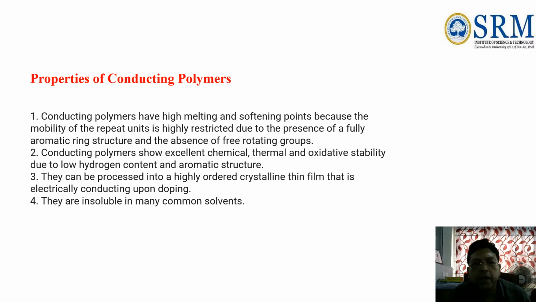So, what are the properties of conducting polymers? As we know, conducting polymers have high extended conjugation of available p orbitals containing electrons, and that accounts for the delocalization. And due to this delocalization, it has this exceptional conductivity. Number one, the conducting polymers have high melting and softening points because the mobility of the repeat units is highly restricted due to the presence of a fully aromatic ring structure and the absence of free rotating groups.